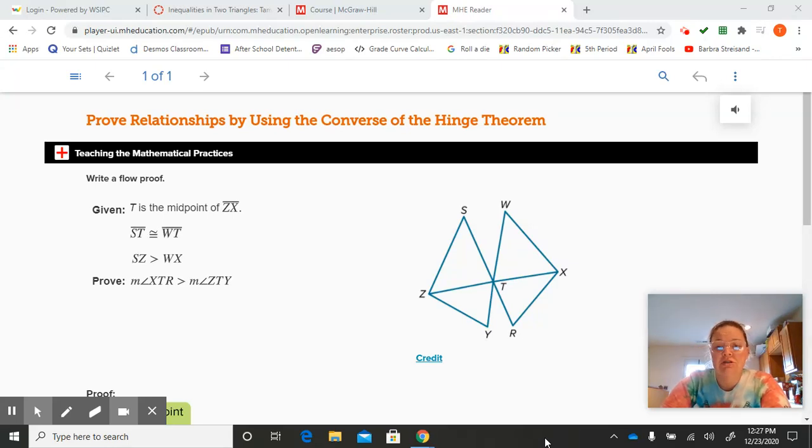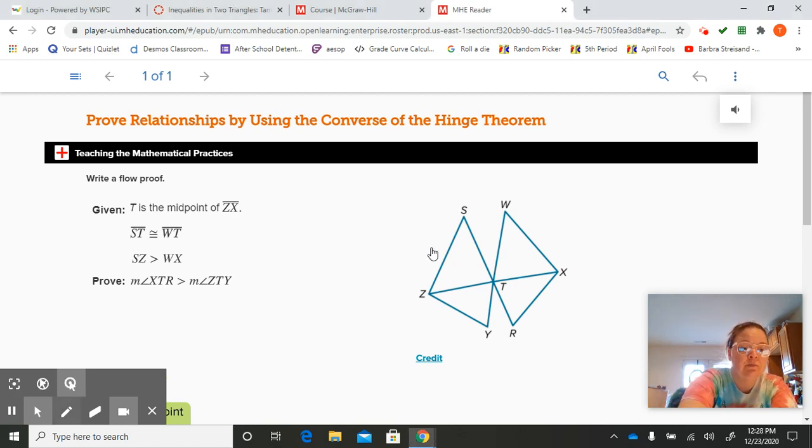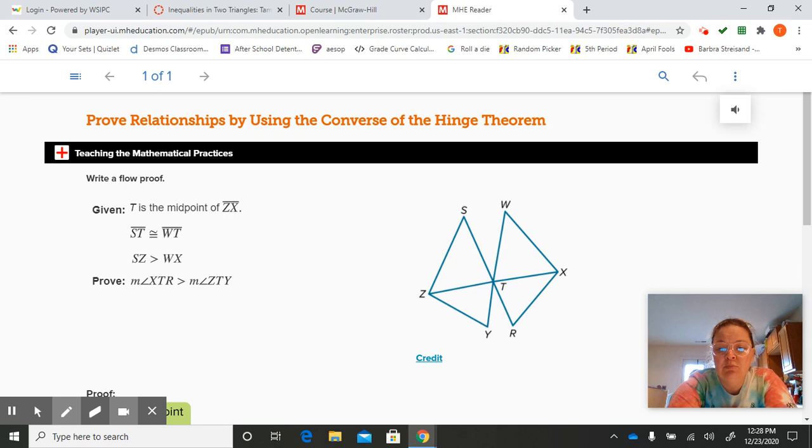We're going to use the converse of the Hinge theorem to do a proof. So here we're given some information about this diagram. They tell us that T is the midpoint of ZX, which means that ZT is congruent to TX. They tell us that ST is congruent to WT. And they tell us that SZ is greater than WX.